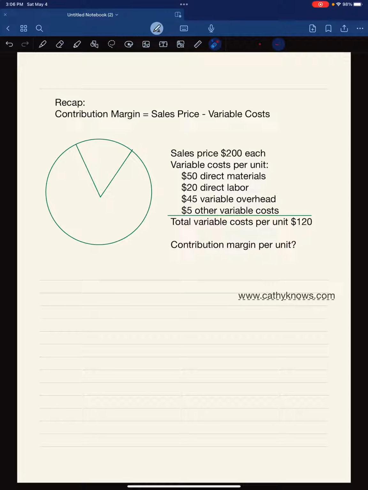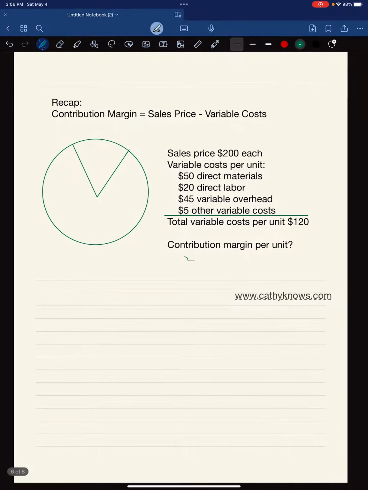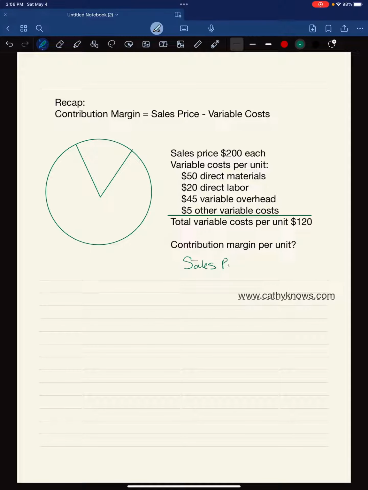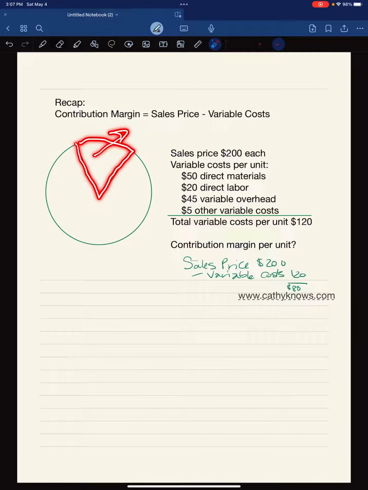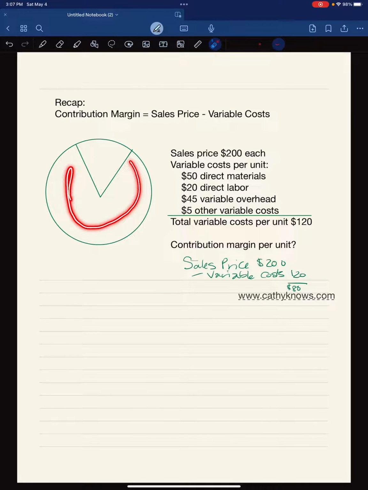Based on that, what's our contribution margin per unit? Well, we take the sales price of $200 minus the variable costs, $120, and we're left with $80 as our contribution margin. Remember, if this is the entire sales price, and we take out the portion here represented by the V, our variable costs, we're left with this section, which is our contribution margin.